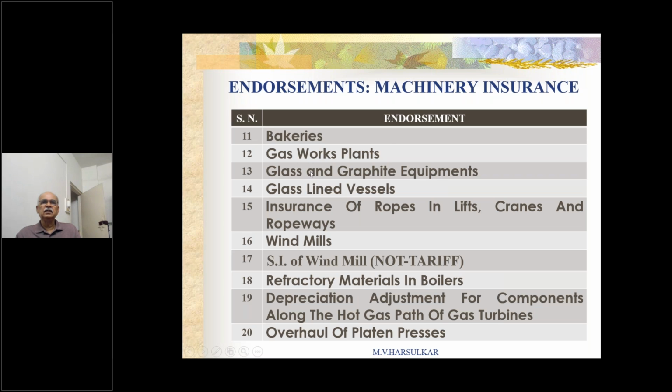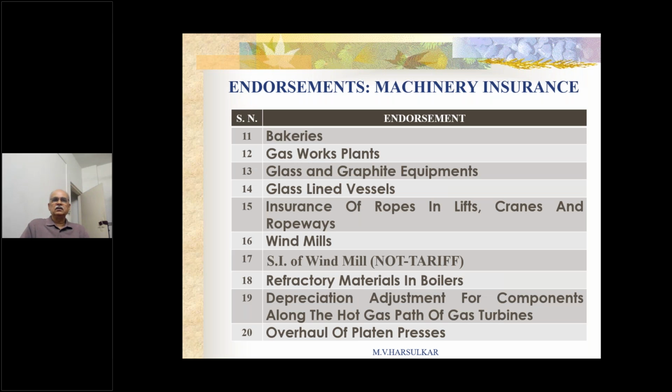Gas work plants, glass and graphite equipment, glass line vessel. Now glass, graphite, glass line, all this is non-metallic. It is excluded in the standard machinery breakdown policy. We are covering those equipment under machinery breakdown with this endorsement. Then insurance of ropes in lifts, cranes, and ropeways. If you are covering lifts, cranes, and ropeways, then for the ropes, this endorsement is applicable and should be attached to the policy.